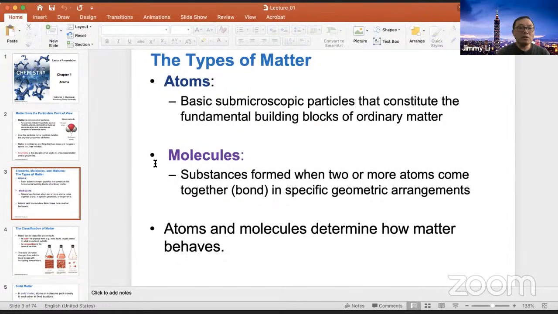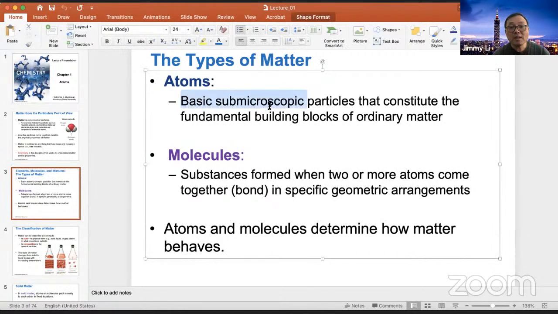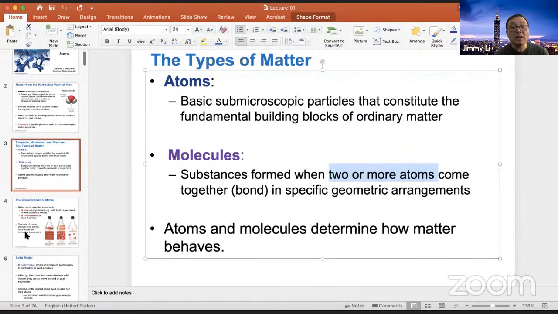The types of matter: we talk about atoms, we talk about molecules. What's an atom? Atoms are basic submicroscopic particles. What's a molecule? A molecule is two or more atoms combined together. In chemistry class, we tend to study how atoms and molecules behave.